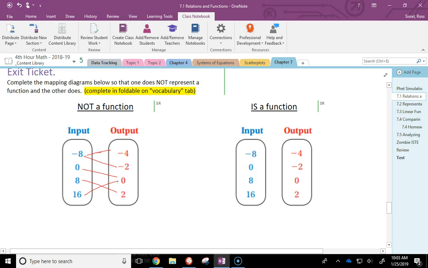Same mapping diagram. Can we make it a function? Does someone else want to do this one? All right, Evan. There you go. Simple as that. Well, alright. So that is a function because every input had one answer.